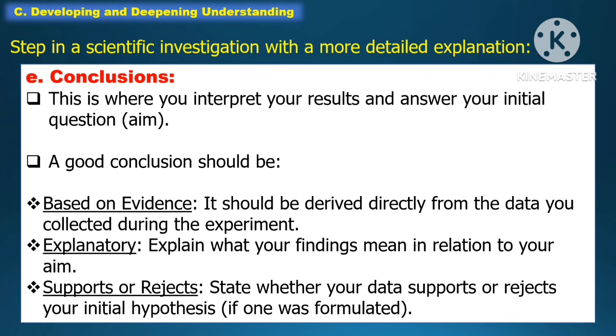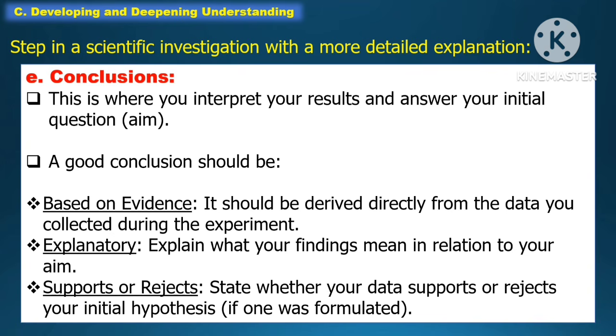Another step in scientific investigation is the conclusions. This is where you interpret your results and answer your initial question or the aim. A good conclusion should be: first, based on the evidence. It should be derived directly from the data you collected during the experiment.